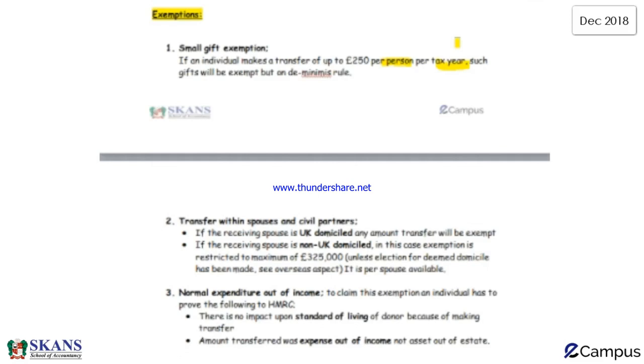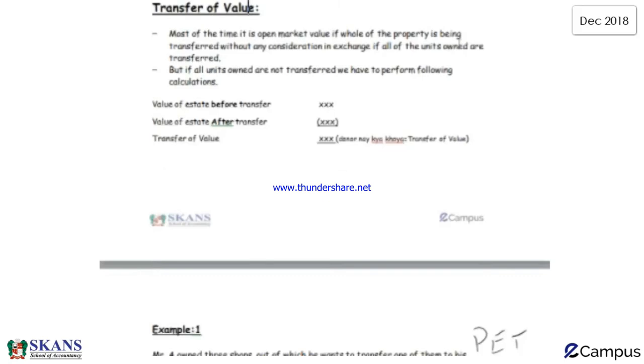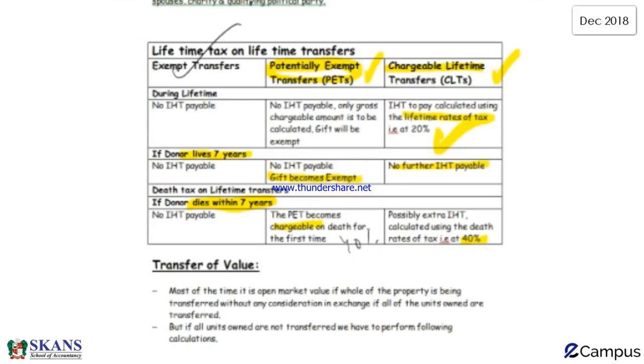If that is the case, we would not say it's a PET, we would not say it's a CLT, we'll say it's an exempt transfer, which, by the way, would become the third category, the exempt transfer. So what are exempt transfers? Transfers which would not be considered as PET, nor will they be considered as CLT, because of the application of any of the exemptions we are right now discussing.